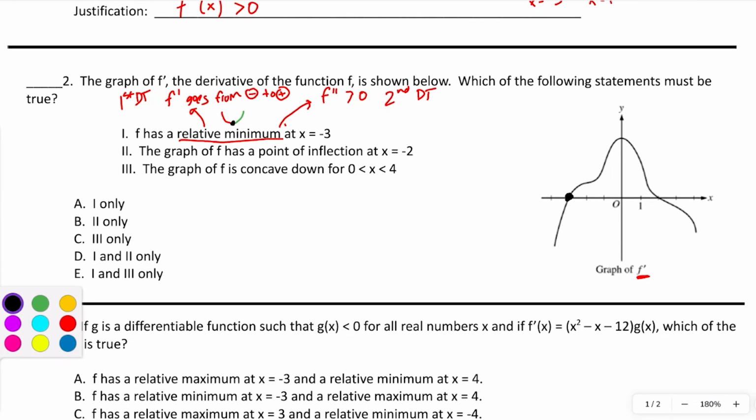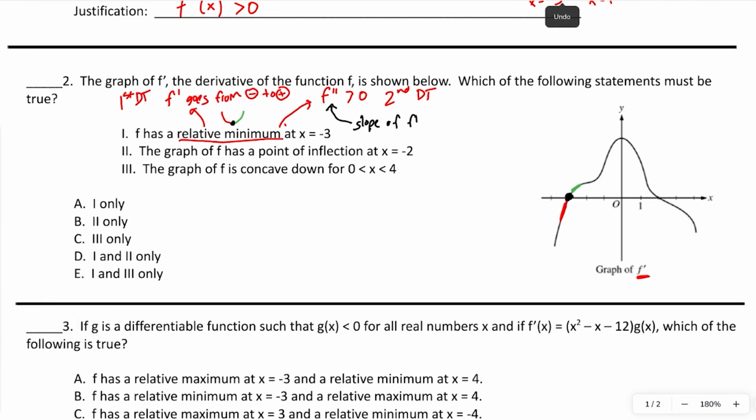We can see that we are, in fact, changing from a negative value. F prime's going from negative to positive. Right? And we can also see that f double prime is positive, right? The slope of f prime, and that's what f double prime is. It's the slope of f prime, we can see overall right here that the slope is positive.